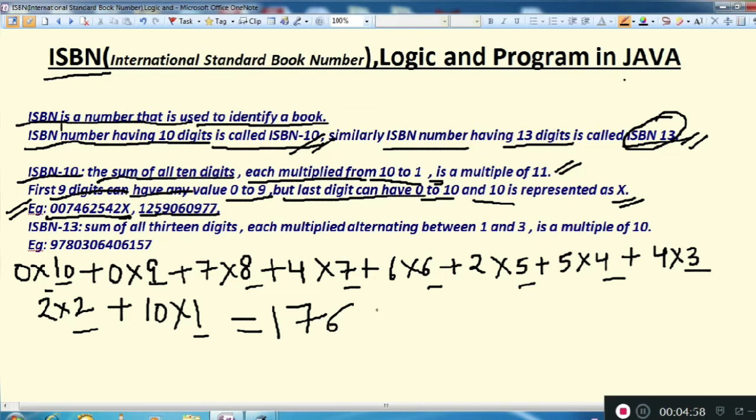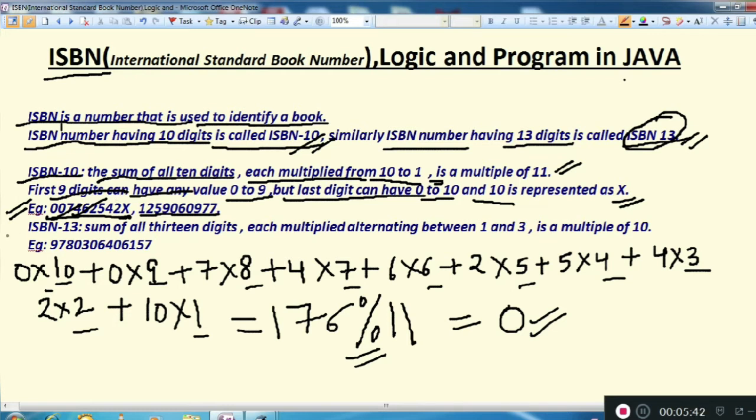So how will we check whether it is a multiple of 11 or not? We will simply take the modulo of this number by 11. If we take the modulus of 176, it will give you remainder 0. See here, we are not dividing, we are taking modulus. So it will give you remainder 0. That means it is a multiple of 11. So this number is an ISBN 10 number.